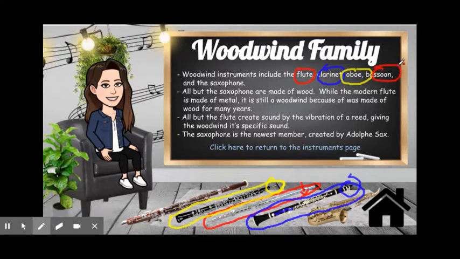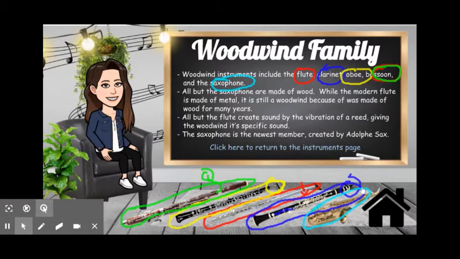Next, we have the bassoon. Oh, I've used that color already. Let's do green. Bassoon. And the bassoon is down here. It's very big, made of wood with metal keys. The reed actually sticks out the side like that, and the player blows into that section. And last but not least, we have the saxophone all the way down here. The saxophone is 100% completely made of metal, and like the clarinet, you blow into a reed at the top.